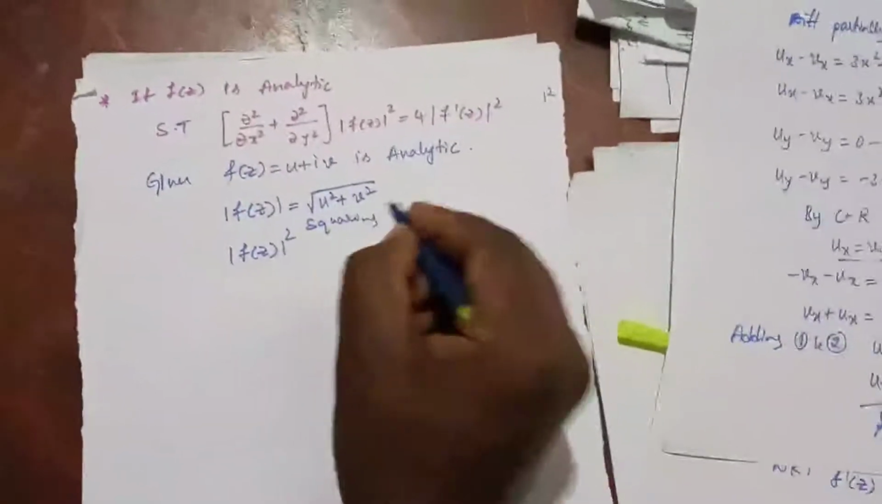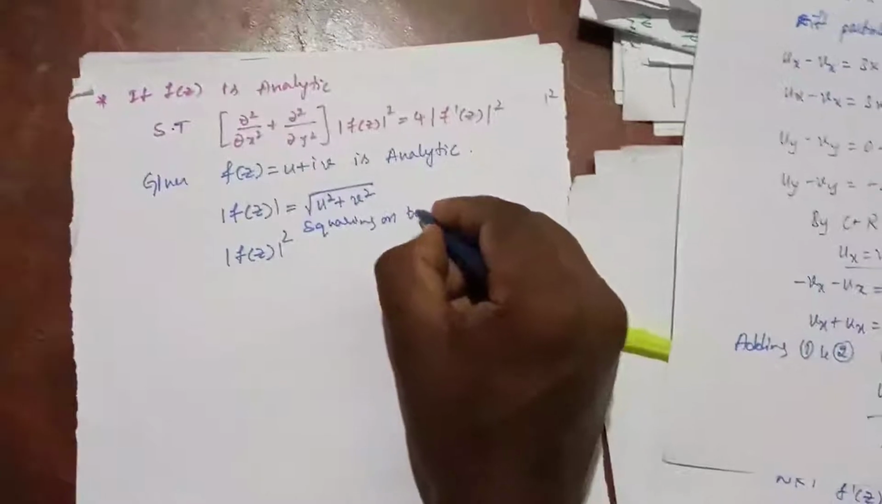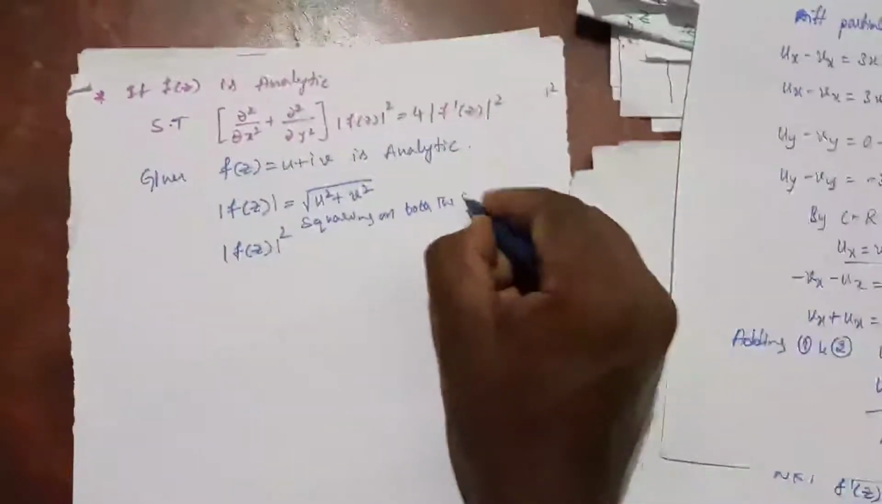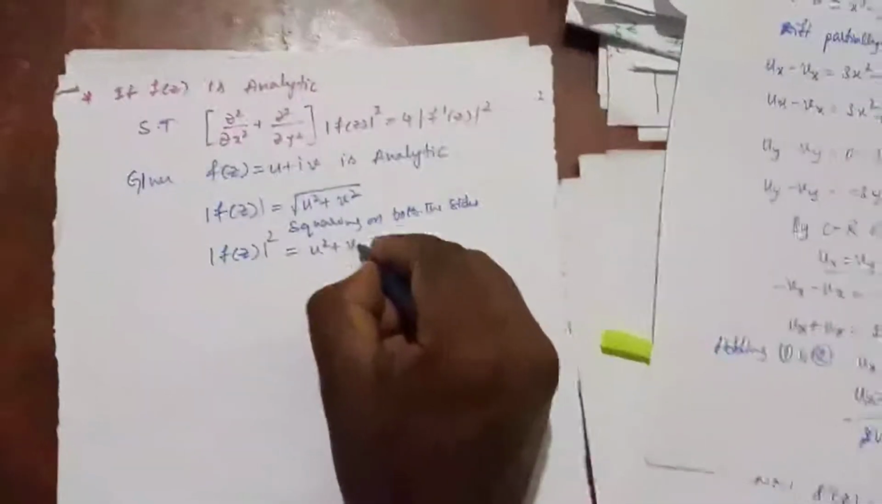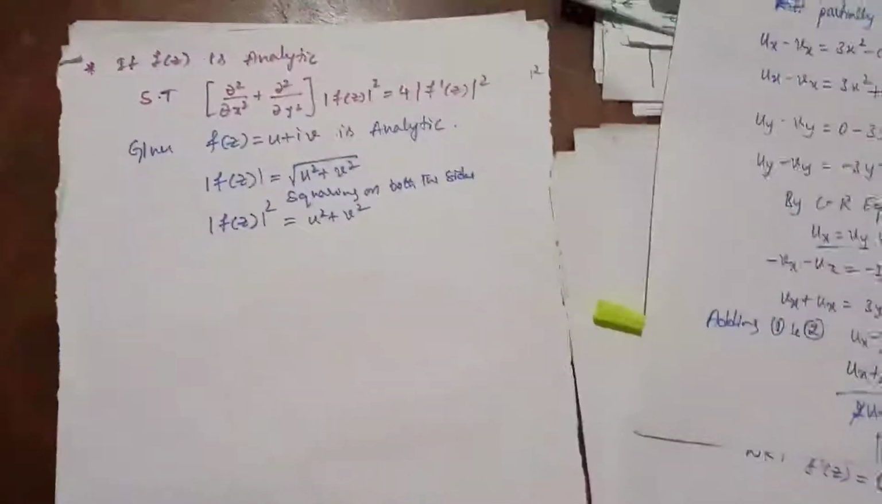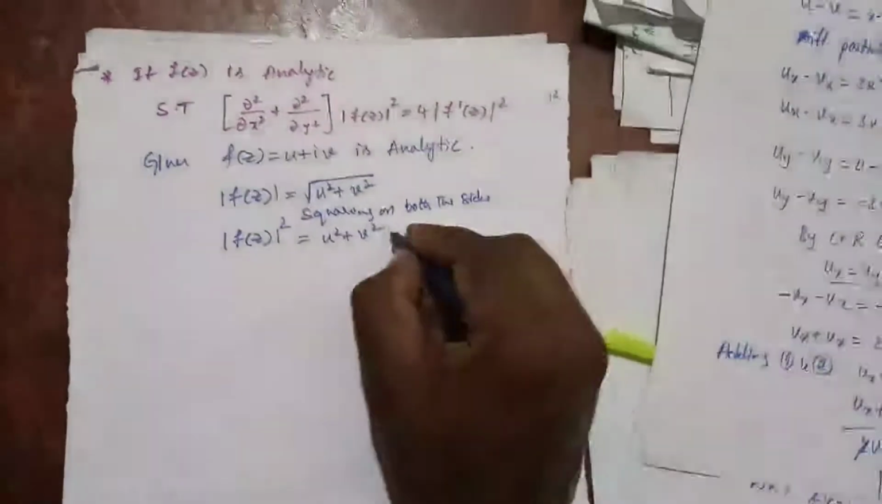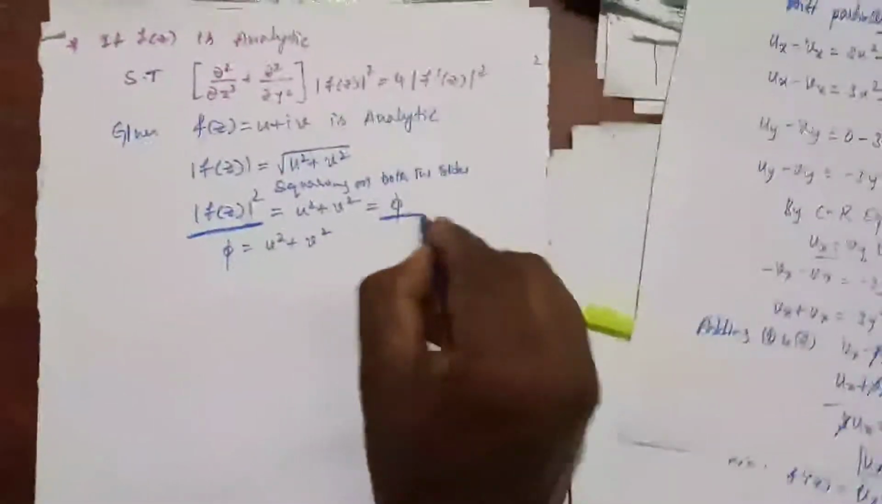Squaring on both the sides, this becomes u square plus v square. Call this as phi. Here phi is u square plus v square. Substitute this: instead of writing modulus of f of z whole square, we write this as phi.